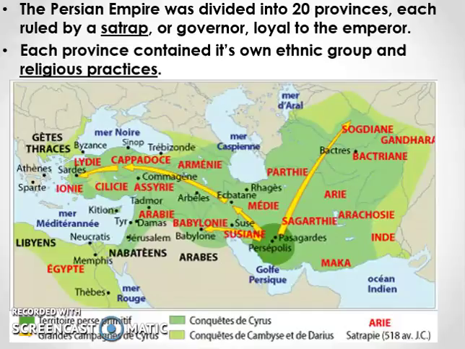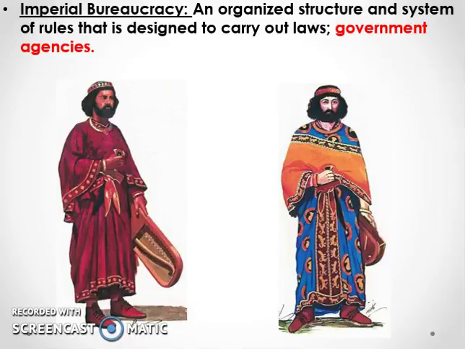Each province contained their own ethnic group, their own religious practices, so he was also religiously tolerant, just as Cyrus was. So he is going to have these different satraps rule these smaller areas, and then those satraps report to him. So he's still in charge of the entire Persian Empire, but he doesn't have to deal with as much of the day-to-day things. So the definition of an imperial bureaucracy is an organized structure and system of rules that is designed to carry out laws, also considered government agencies.